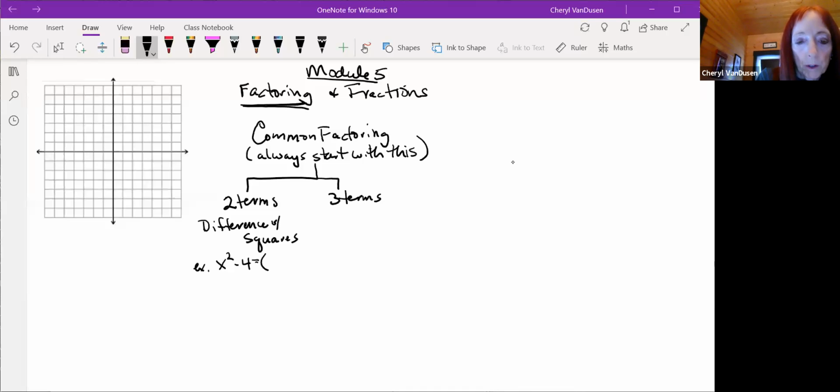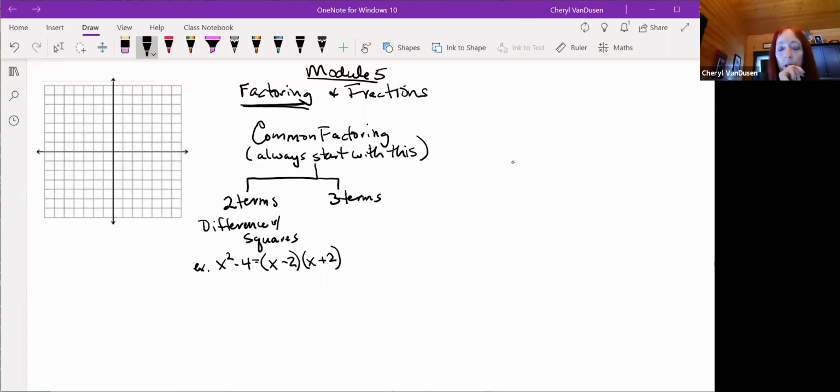And so we just take the square root of the x as the first term in both brackets, the square root of the 4 as the second term in both brackets, and a minus and a plus. So hopefully you remember those ones from previous courses where it's just 2 terms. We take the square roots, plus, minus, we're done. They usually are pretty nice. And that's the only type of factoring in high school you're responsible for knowing how to do for 2 terms.